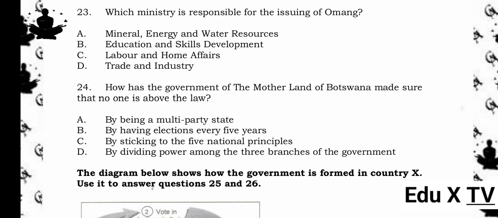24. How has the government of the motherland of Botswana made sure that no one is above the law? A. By being a multi-party state. B. By having elections every 5 years. C. By sticking to the 5 national principles. D. By dividing power among the 3 branches of the government. The answer is D. By dividing power among the 3 branches of the government.